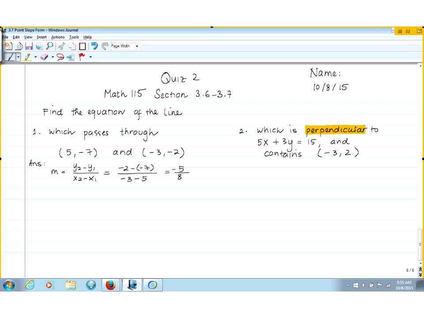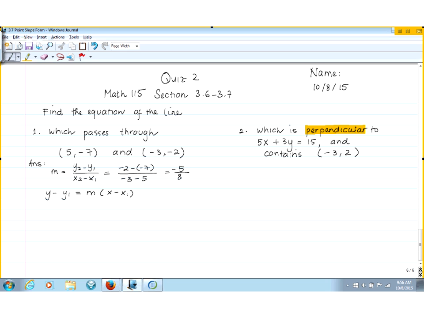Well, we found the slope, but we need the equation. So how do I find the equation? Do I have a y-intercept? Do I or don't I? No. So I have to use the point slope. So y minus y1 is equal to m times x minus x1.